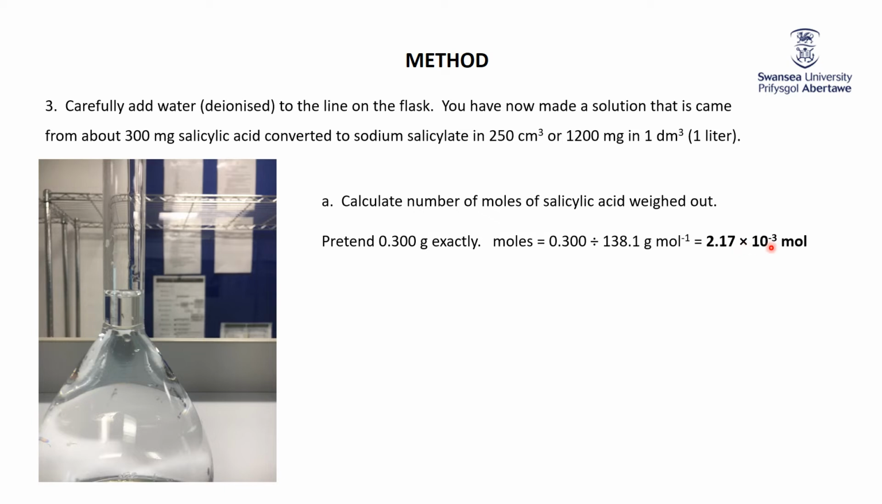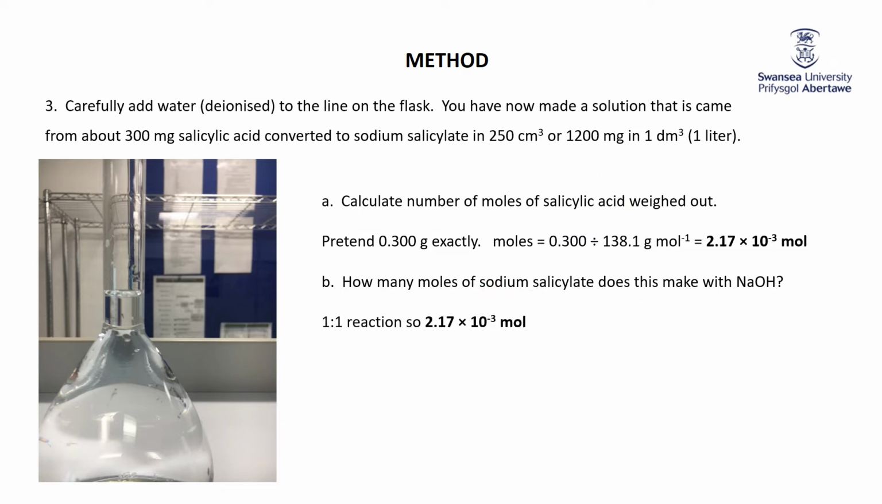So I got 2.17 times 10 to the minus 3 moles of salicylic acid. Then I dissolved that and reacted it with sodium hydroxide. And 1 salicylic acid makes 1 sodium salicylate. So therefore, I've got 2.17 times 10 to the minus 3 moles of sodium salicylate in here.